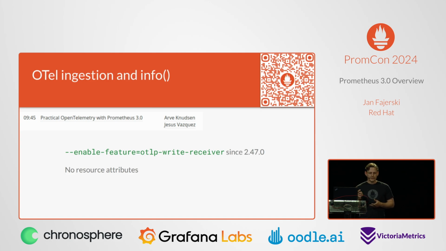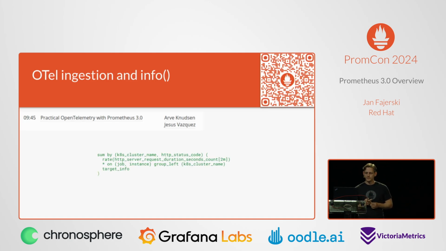Arve and Jesus have been hard at work to improve that experience. The talk is, I think, today, right after this one, and that introduces all the changes to the ingestion pipeline. It's more performant. There's new ways of handling the resource attributes. They can either be part of the target metrics as labels, or they can be part of a new metric that you can then join into your target metrics.